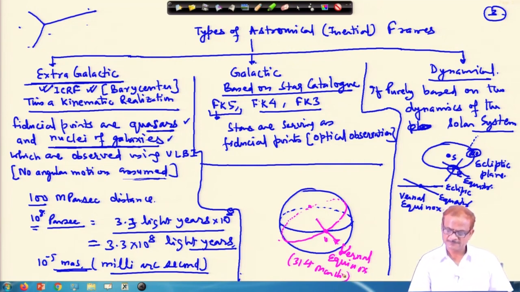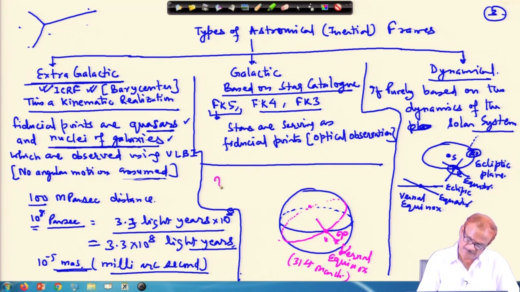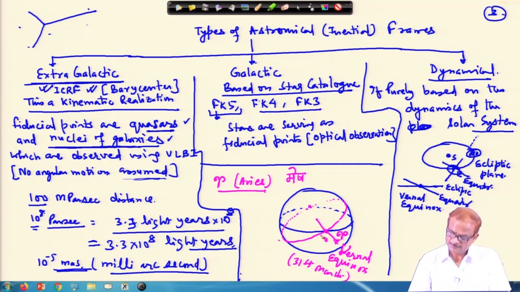During the time of Christ, the vernal equinox was lying in the constellation of Aries, which we call in Hindi the mesh, the ram. But currently it is lying in the constellation of Pisces, which is called the meen.